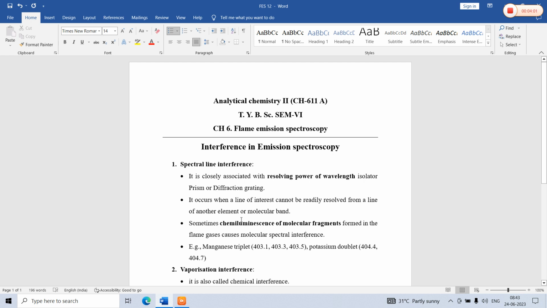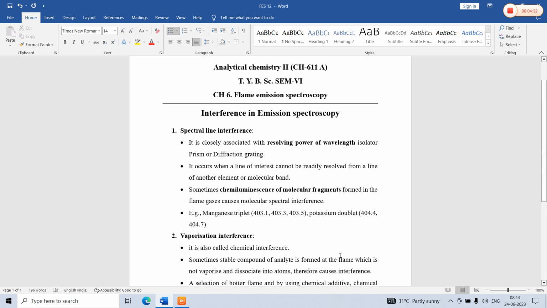The example of this spectral line interference is the magnesium triplet. There are three lines, so it is important to isolate one line only. Here three lines are observed, and these three lines are the result of spectral line interferences. Similarly the potassium doublet. Potassium gives two lines, 404.4 and 404.7. Out of that, one line is of interest, so one line should be obtained, but here two lines are observed in the potassium doublet, so this is the spectral line interference.